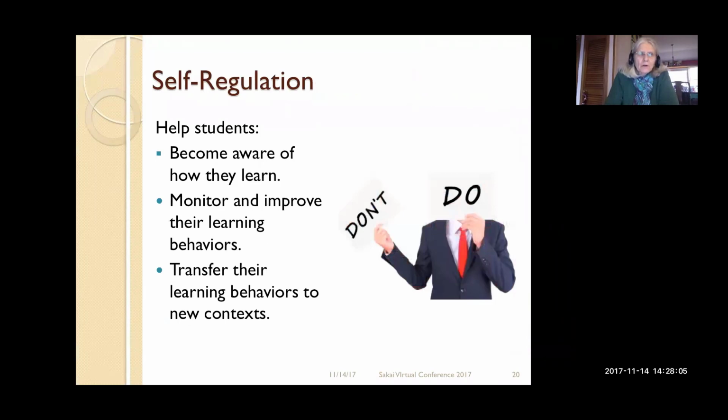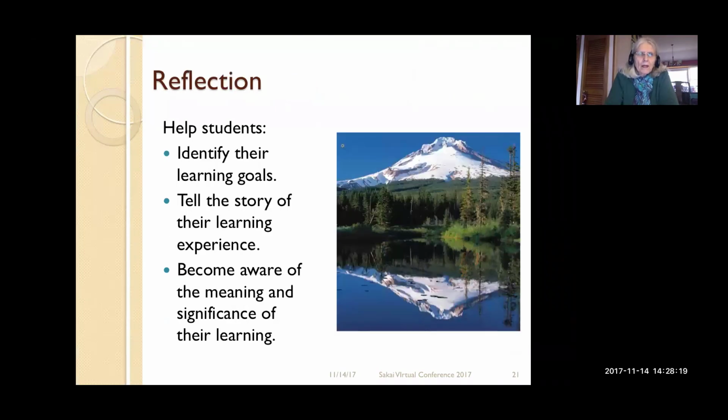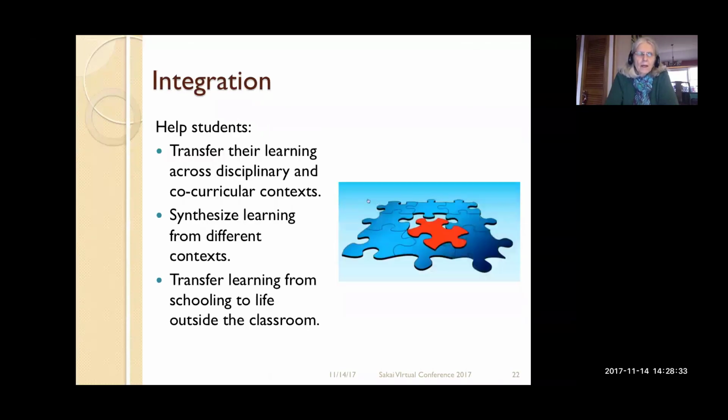Self-regulation, the second portfolio literacy skill, involves students becoming aware of how they learn so that they begin to monitor and improve their learning behaviors and transfer those learning behaviors to new contexts. Reflection, something that we all need help in doing, helps us identify our goals, tell the story of our learning, and become aware of the meaning and significance of that learning.